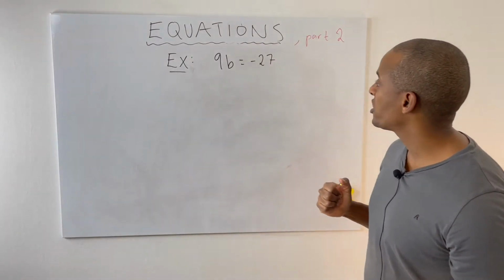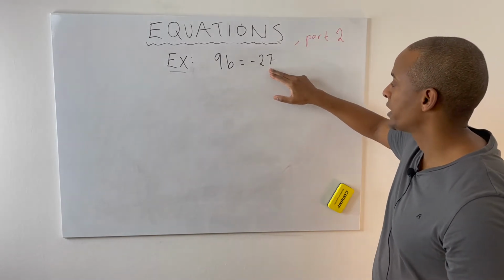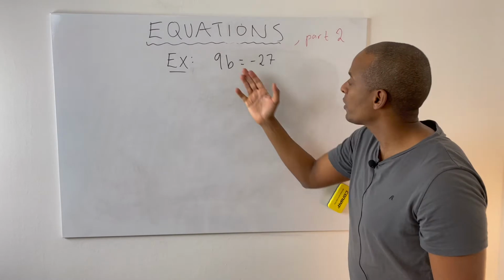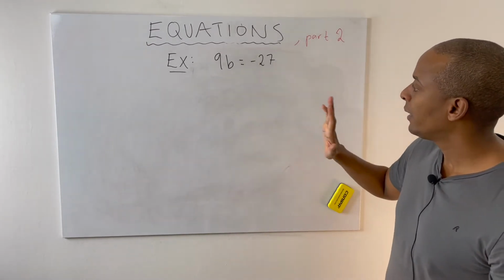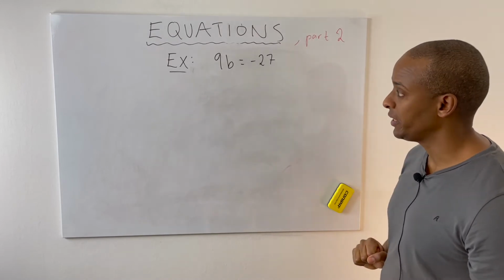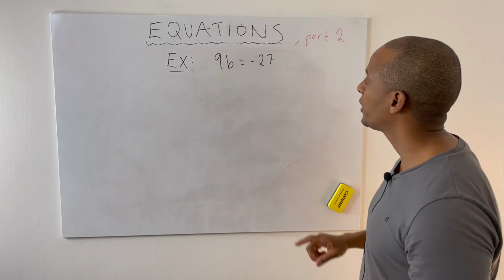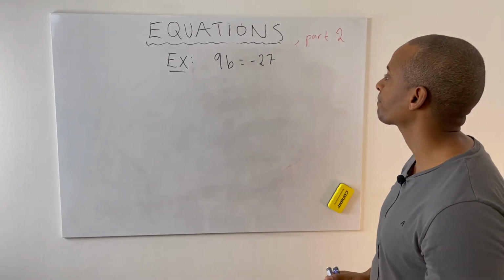Our next equation is 9b is equal to minus 27. But wait a minute, there's no x here. Well, a variable can be any letter. It doesn't have to be x. So here in this case, the variable is b. So we're going to solve for b, okay?